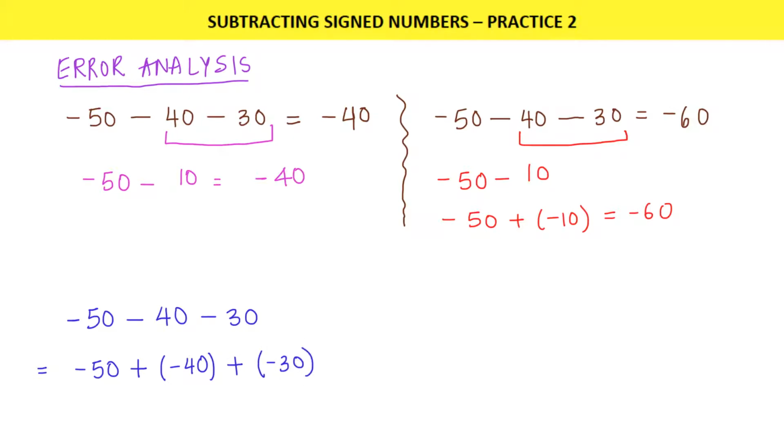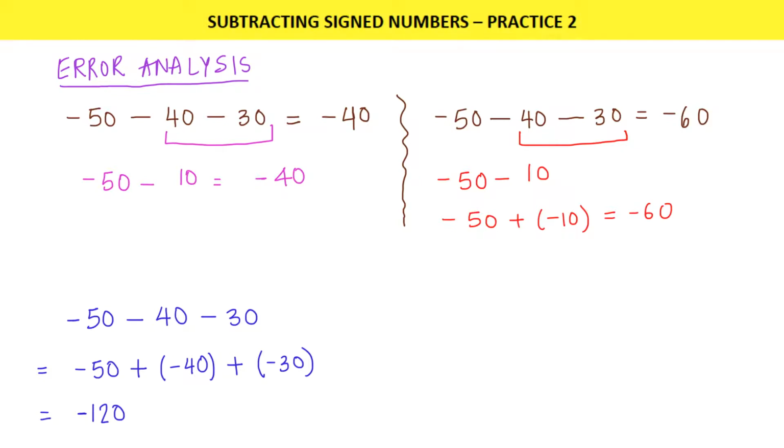And now since all of them are addition, it's kind of simple to add them. We have negative 50, negative 40, negative 30. They're all negative numbers, so nothing is going to cancel each other out. We're simply going to add them up. So add the absolute values. 50 plus 40 is 90. 90 plus 30 is 120. And since all of them are negative, the answer will be negative.